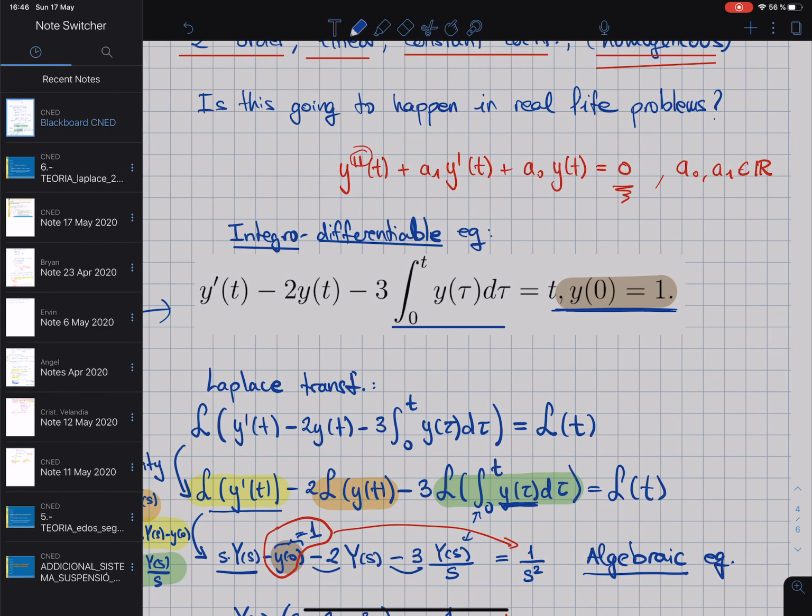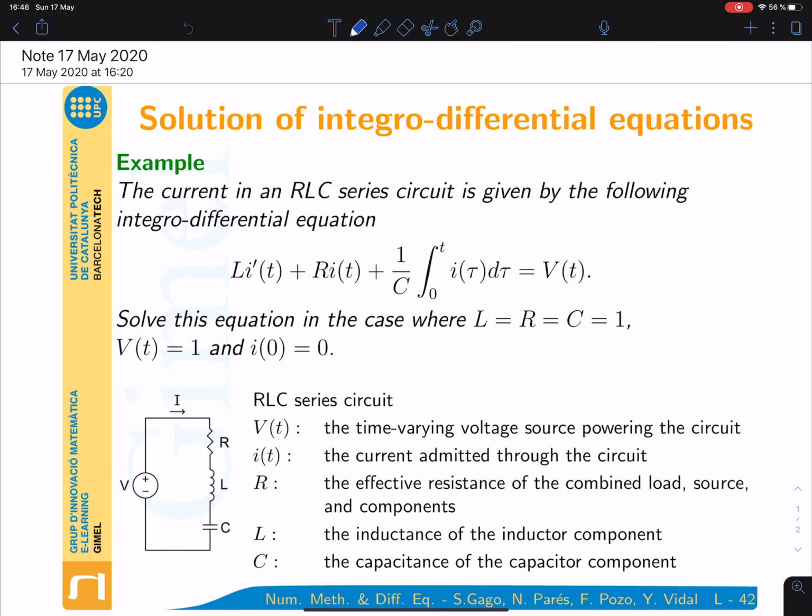Now, finally, as I said, this problem appears a lot in circuits. So I propose you to try to solve this integro-differential equation that is inspired in an RLC circuit. So try to solve it as an exercise. So that's it for today.